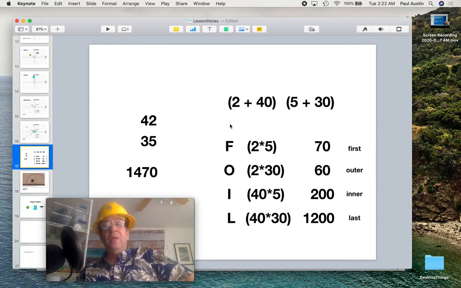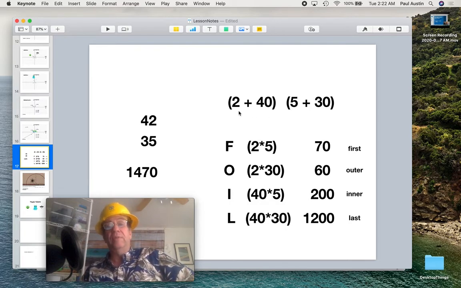So I could also express this as a binomial: 2 plus 40 times 5 plus 30. If you break it all out, these are the firsts, these are the outers, this is the inner, and this is the last, and lo and behold, 1200 plus 200 plus 60. Whoops, that should be a 10.